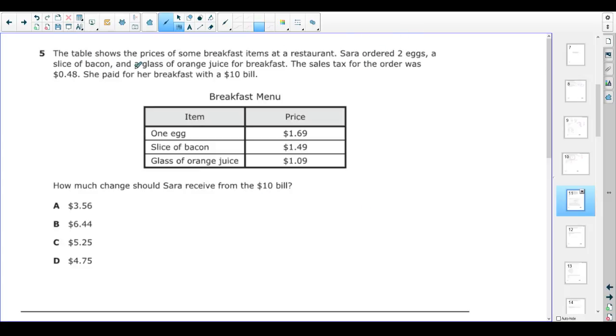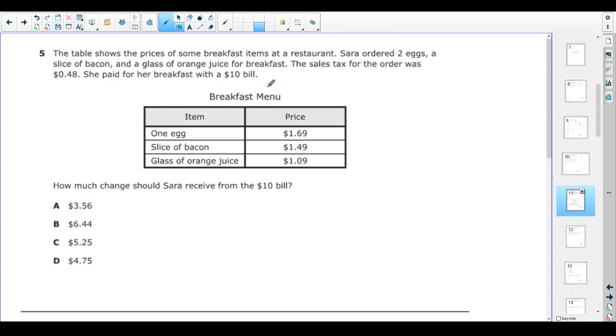Sarah ordered 2 eggs, sliced bacon, and a glass of orange juice for breakfast. Sales tax was 48 cents. She paid for her breakfast with a $10 bill. How much change should she get back? Okay, so we need to figure out how much she spent and then subtract it from $10 to get the change back.